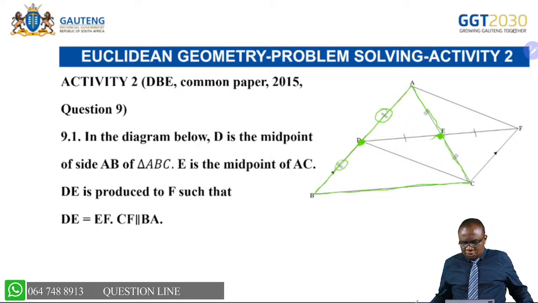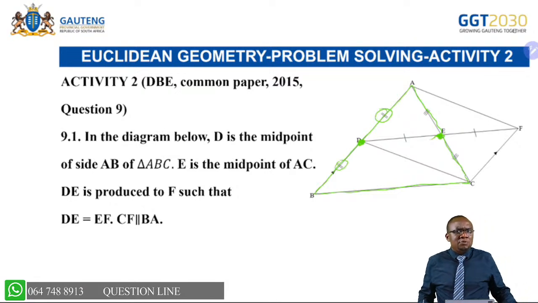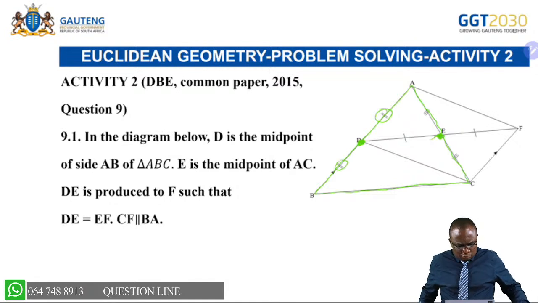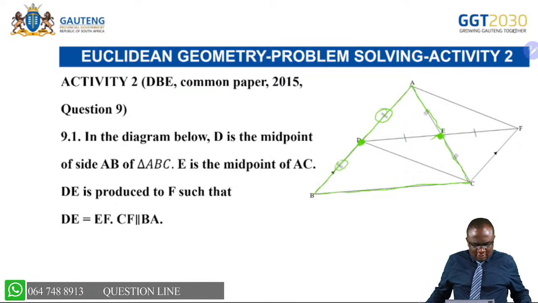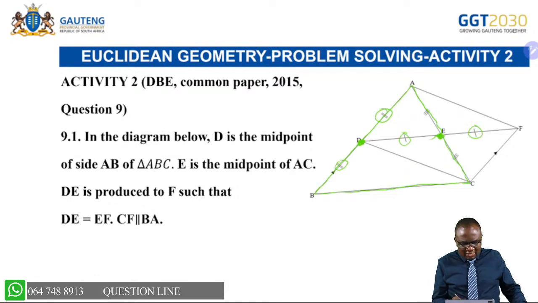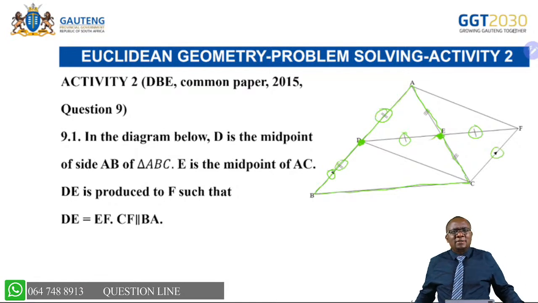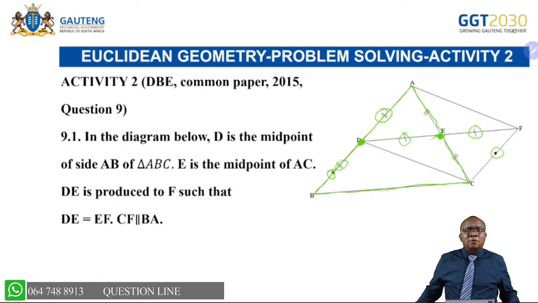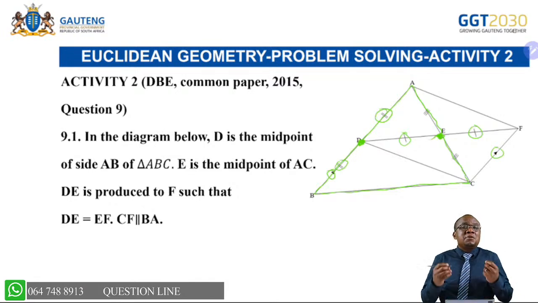DE is produced to F. It means extended to F, such that DE is equal to EF. This sounds like what we did when we were doing the proof. Is it indicated? Yes, it is indicated here. And then CF is parallel to BA. Is it indicated? Yes, it is indicated here. I can even see before doing anything that this is a parallelogram. BDFC is a parallelogram because DE is parallel to BC, midpoint theorem, because I've seen the midpoint theorem.